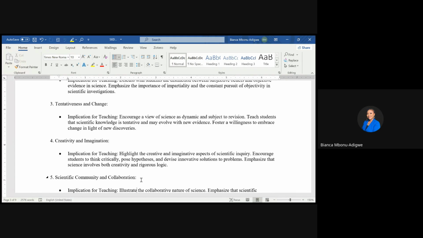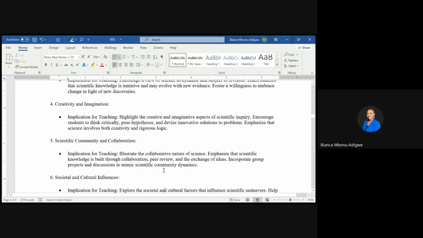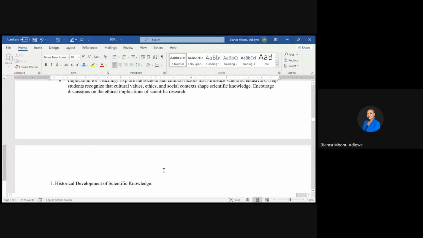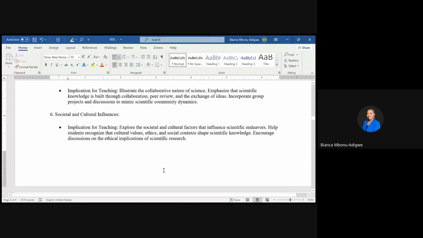How does it apply to you as a teacher? You must highlight creativity in your classroom. Encourage it. Allow people to come up with solutions to problems. That is what you need to do. There are so many points here.